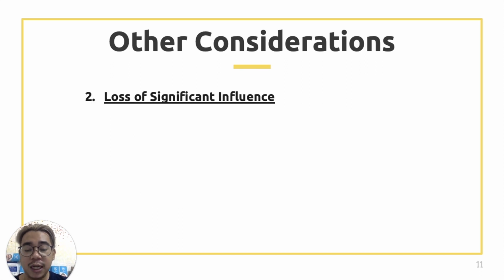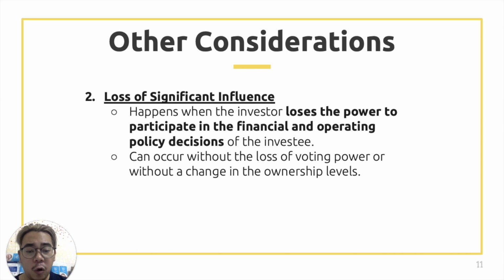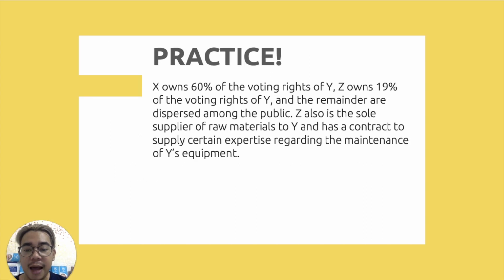Number two consideration is loss of significant influence. It happens when you lose the power to participate in the financial and operating policy decisions of the investee. It can occur even without the loss of voting power. For example, you still stay at 30% voting power, but you lost the power to participate in the decision making. Then you still lose significant influence. So let's have an example.